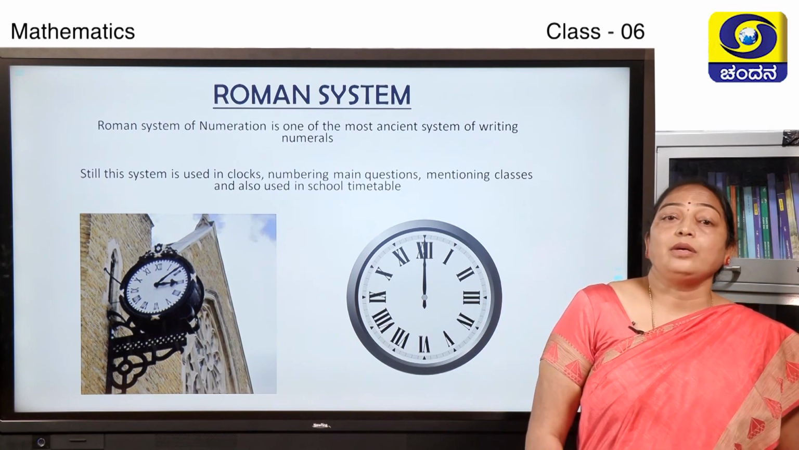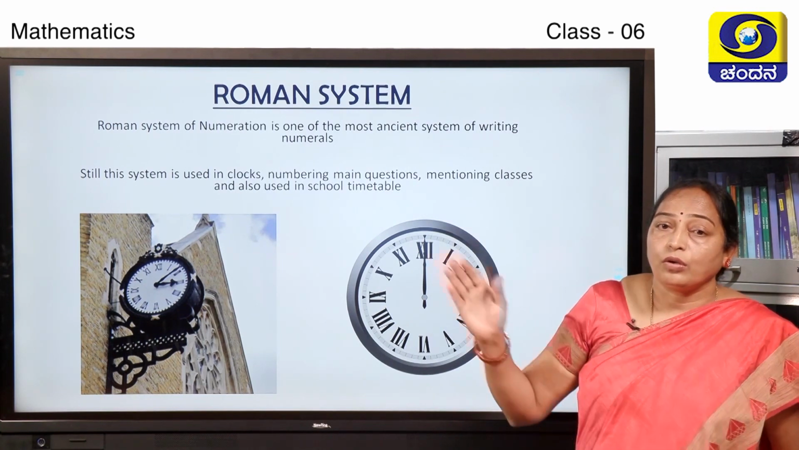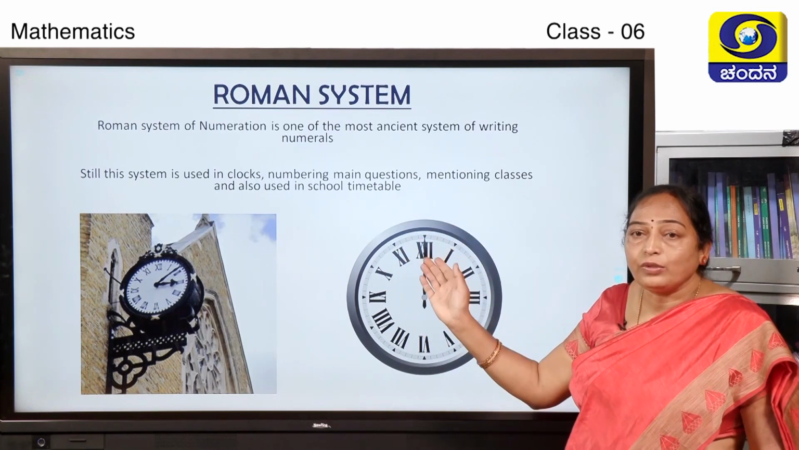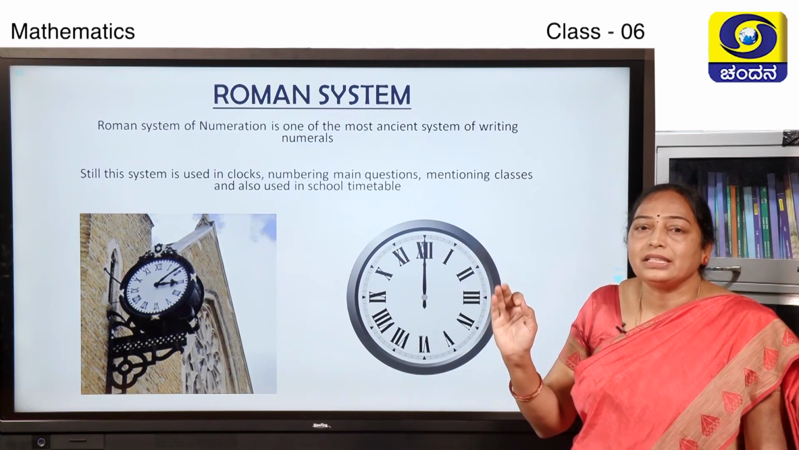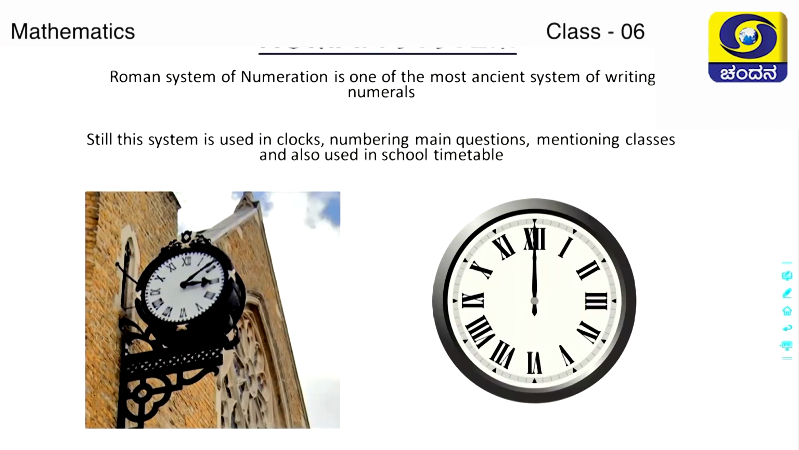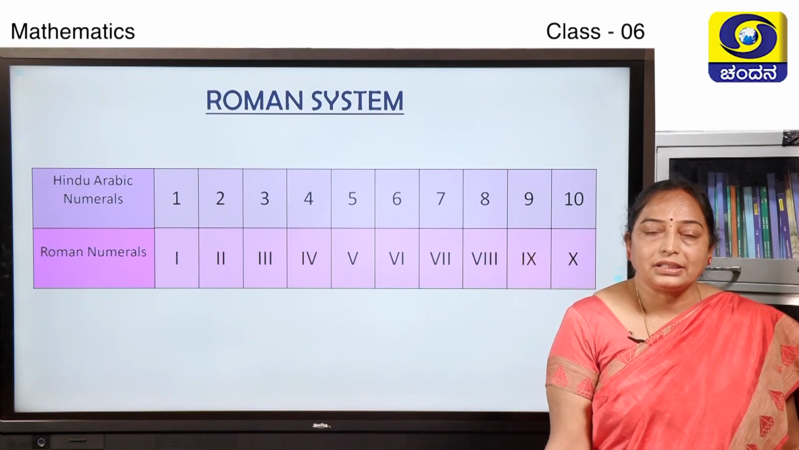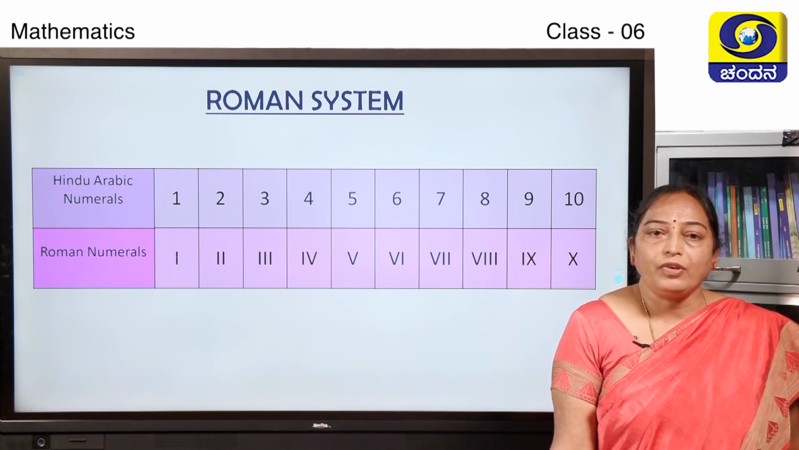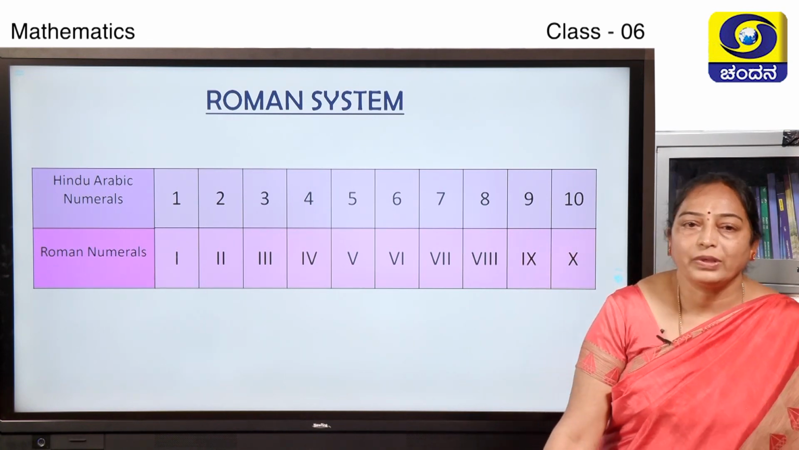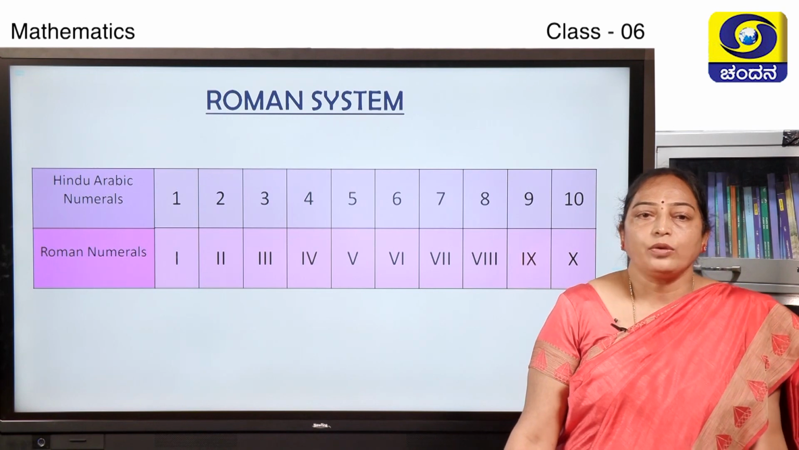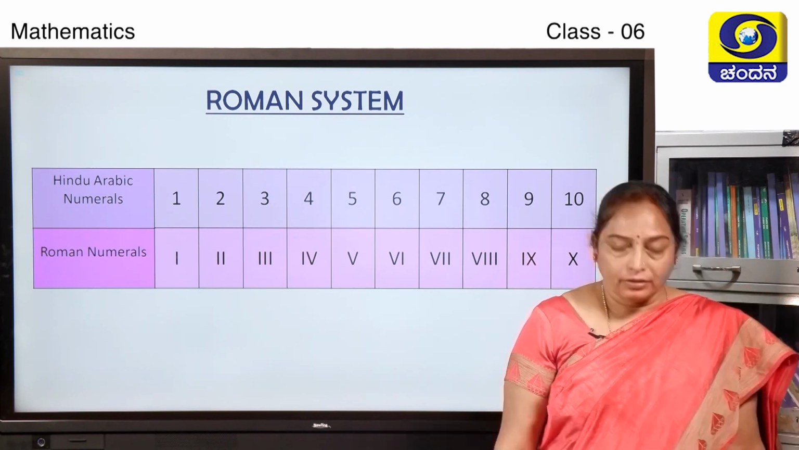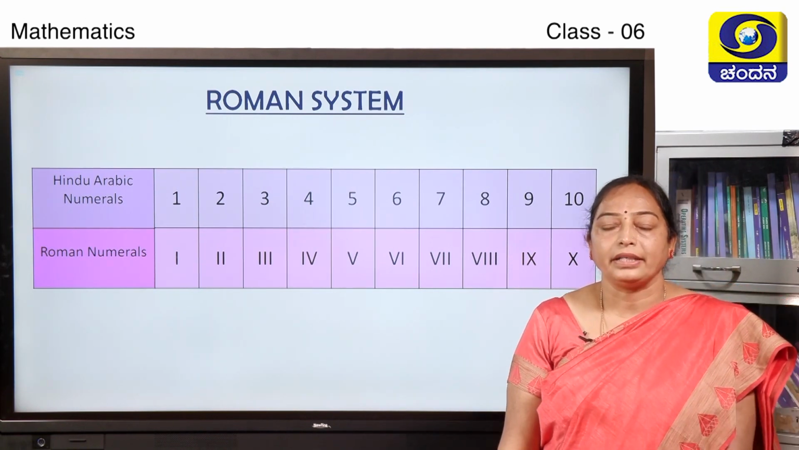Still, this system is used in clocks, numbering main questions, mentioning classes and standards in school, and also in the school timetable. Look at this table, children. In the first row, Hindu-Arabic numerals are there. In the second row, Roman numerals are there. Let us see how they are written.